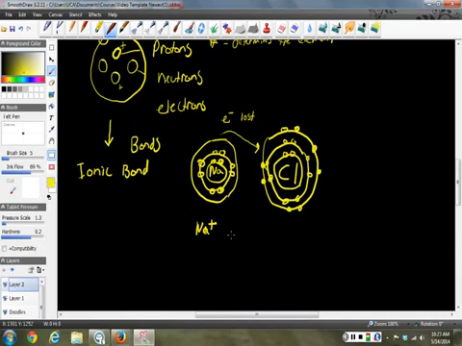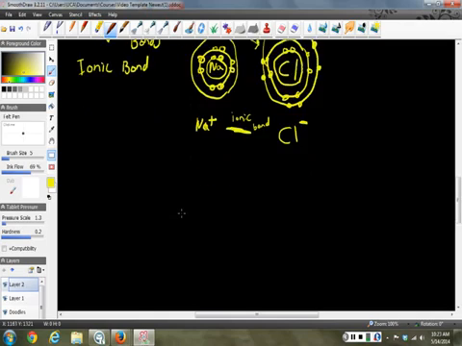Now our atom is now technically an ion. It's charged, and this chlorine has gained an electron. It becomes negatively charged. And as we know with magnets, positive and negative charges are attracted to one another. And this attraction now between these two, because of their charges, is an ionic bond. It's a bond between ions because of their charges.